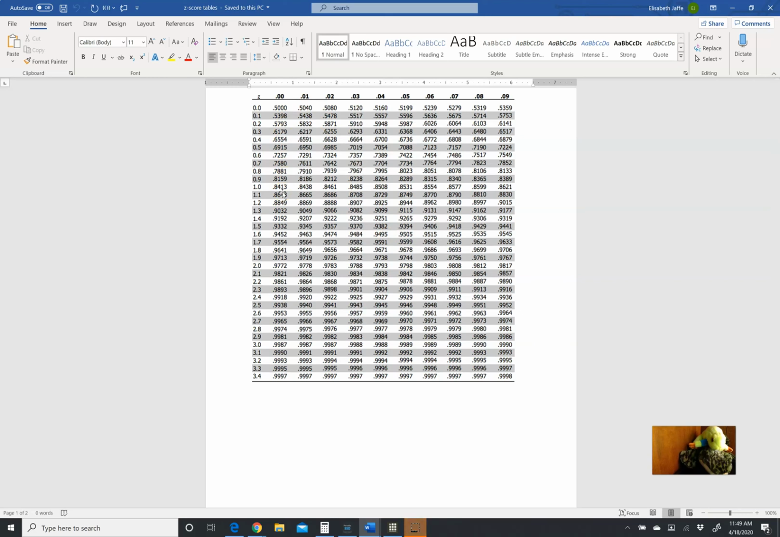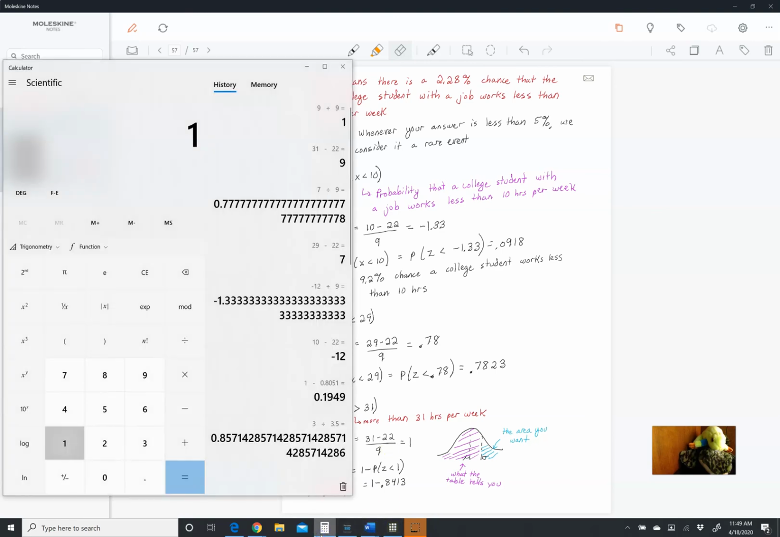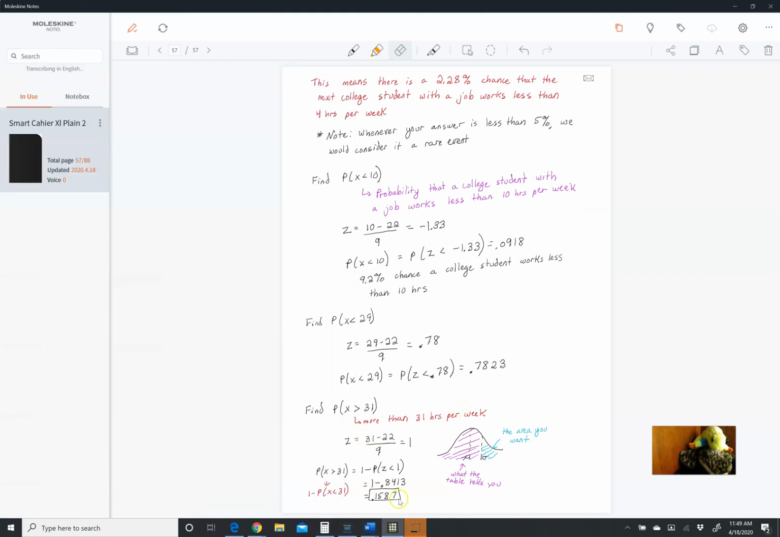So we want 1 minus 0.8413. So how do we get 1 minus 0.8413? And our answer is 0.1587. So remember that when it's greater than, you have to subtract from 1, okay? Because you're only getting the area on the left, and when it's greater than, you actually want the area on the right.